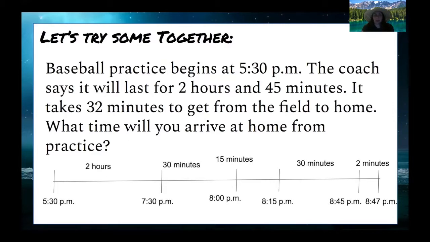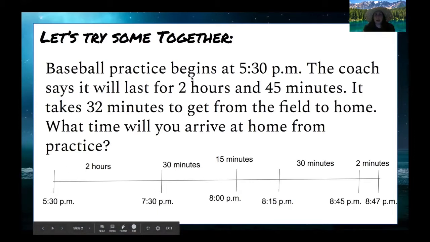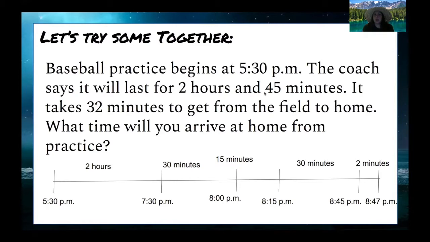So on my number line, I have started with 5:30 p.m. I am going to do my hours first. So I'm going to go ahead 2 hours. So 5:30, 6:30, 7:30 p.m. Now, I could do this two ways. I could do 45 minutes separate from 32 minutes, or I can decide to add 45 minutes plus 32 minutes. So I decided to keep them separate. You can add them, but I thought it was a little bit easier to keep them separate in this problem.